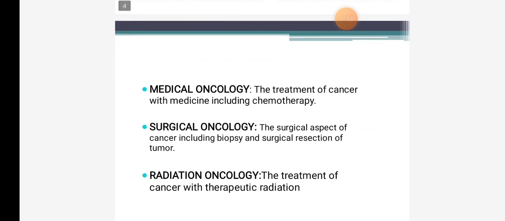In medical oncology, cancer is treated with medicine, including chemotherapy. In surgical oncology, the surgical aspect of cancer includes biopsy and surgical resection of the tumor. Radiation oncology is the treatment of cancer with therapeutic radiation.